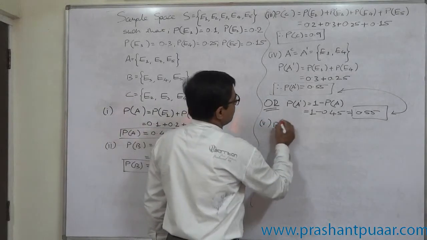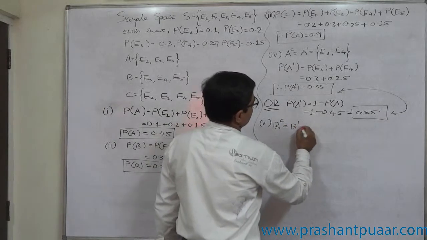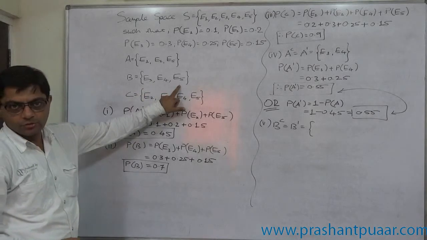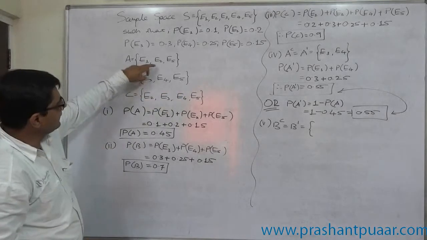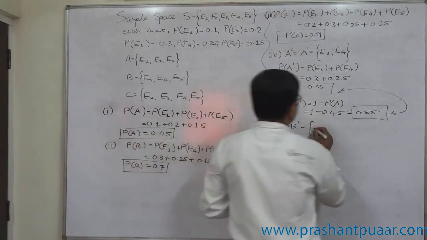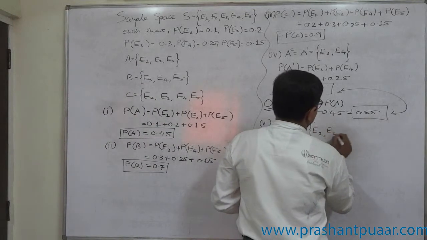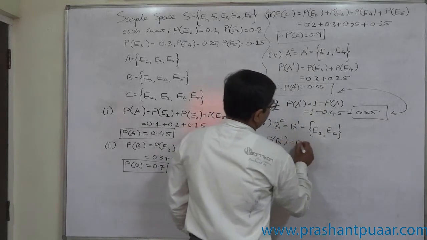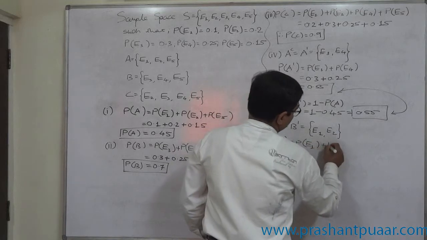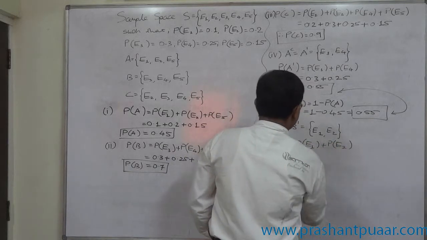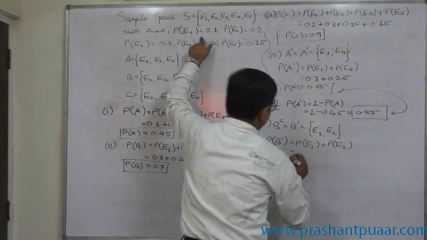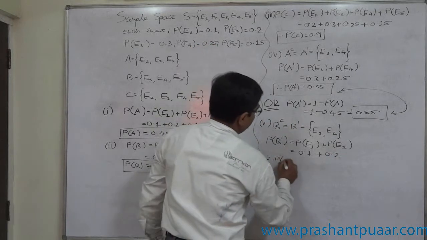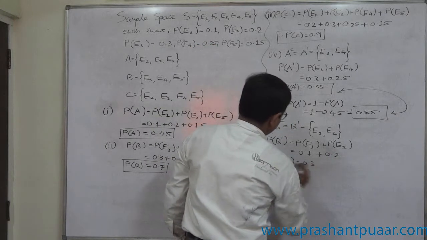Now B complement. B is made up of E3, E4, E5. So B complement should include E1, E2. So P of B complement is P of E1 plus P of E2. That means 0.1 plus 0.2. That means P of B complement is 0.3.